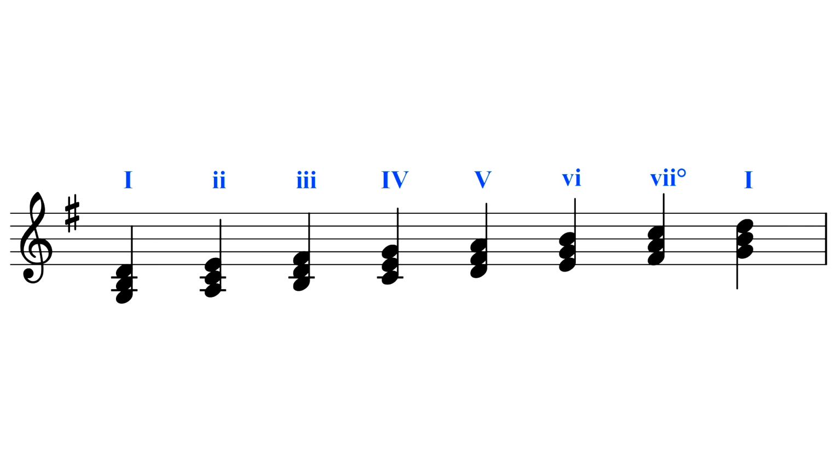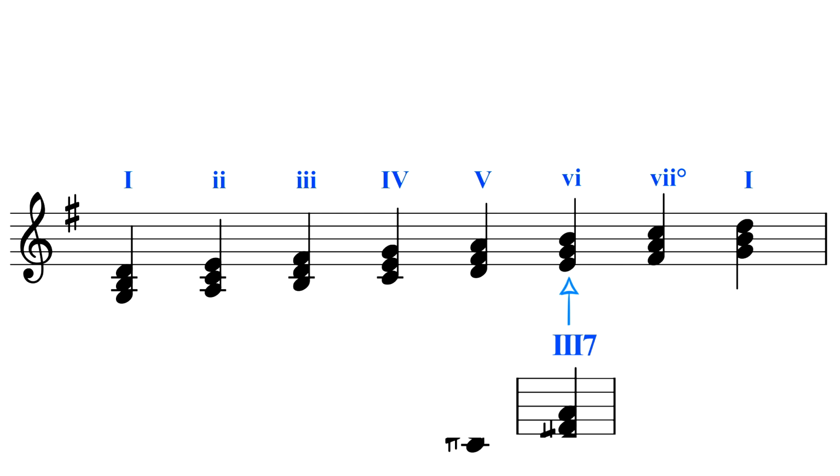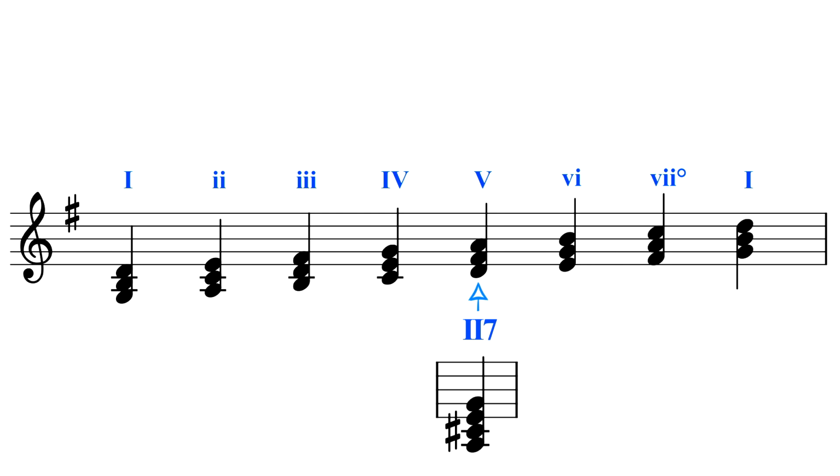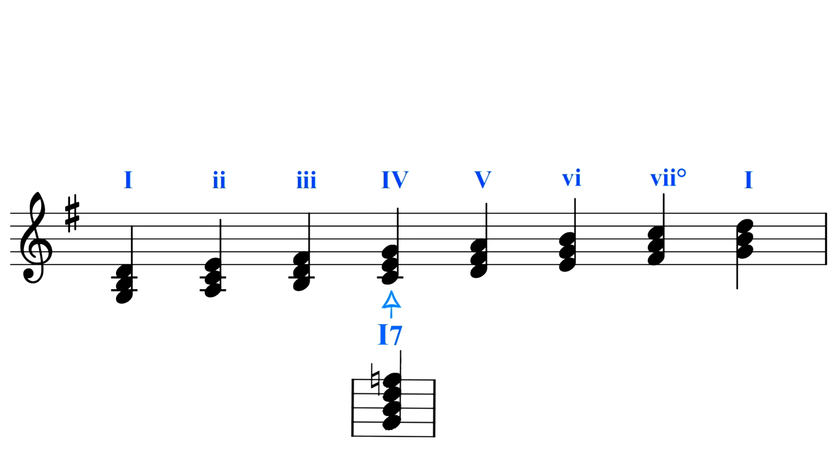So we've seen 3 different types of secondary dominant chord so far. The major 3 chord that resolves us to the 6th chord of the key, the major 2 chord that resolves us to the 5th chord of the key, and the dominant 1 chord that resolves us to the 4th chord of the key. But as I mentioned before, we've got 2 more types of secondary dominant to look at.